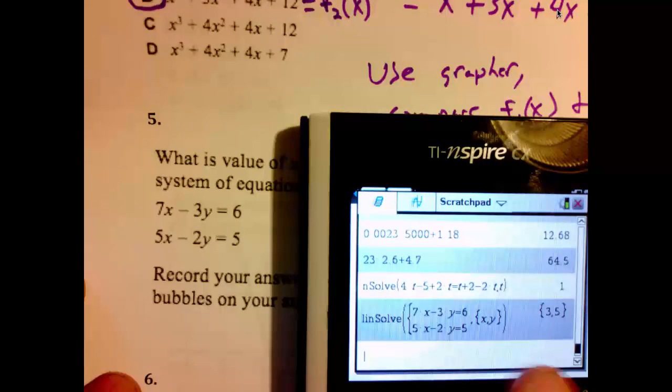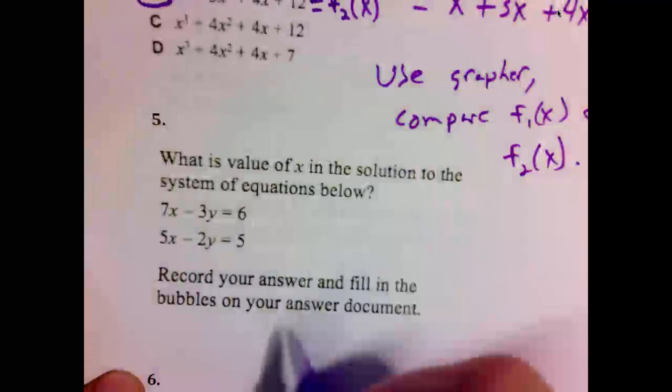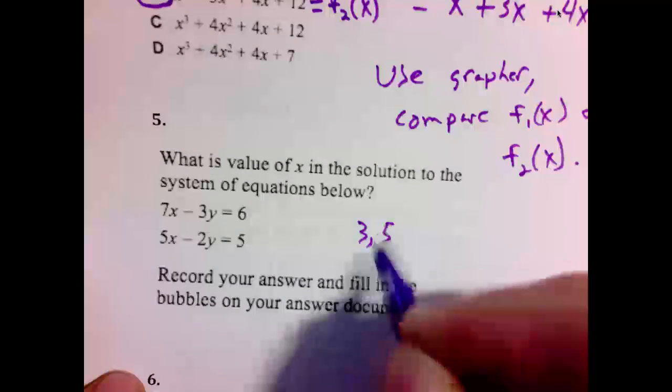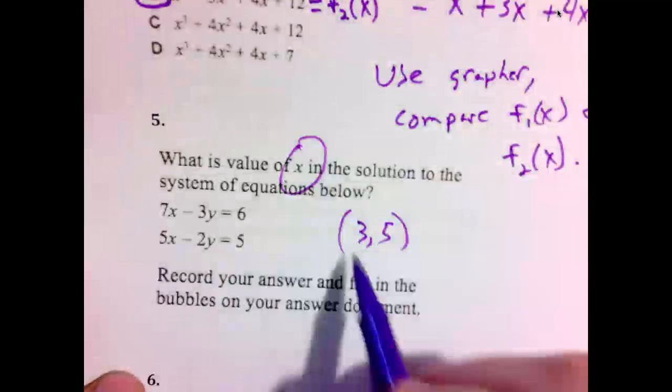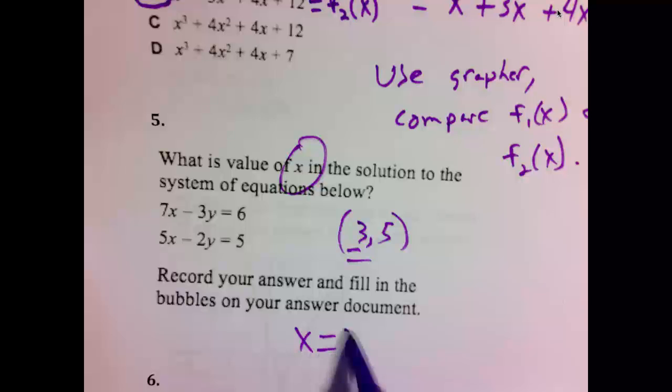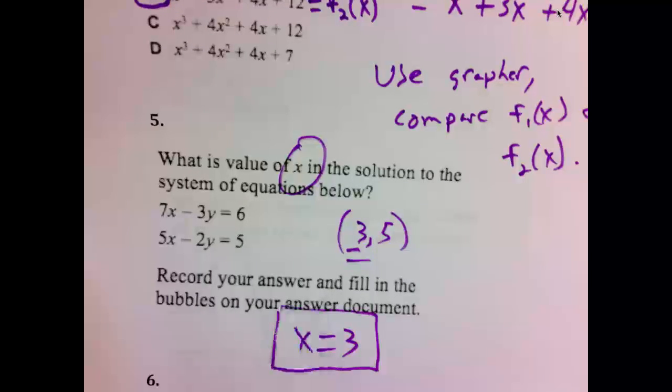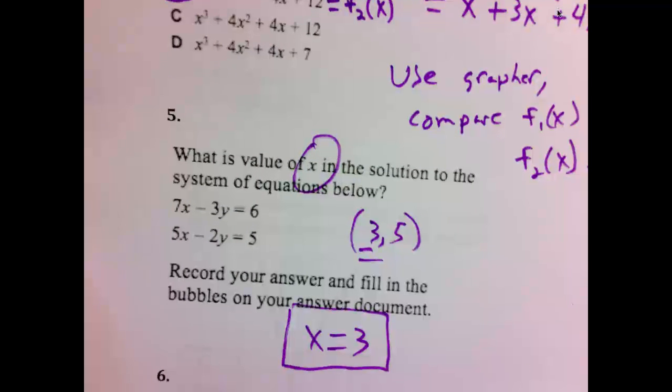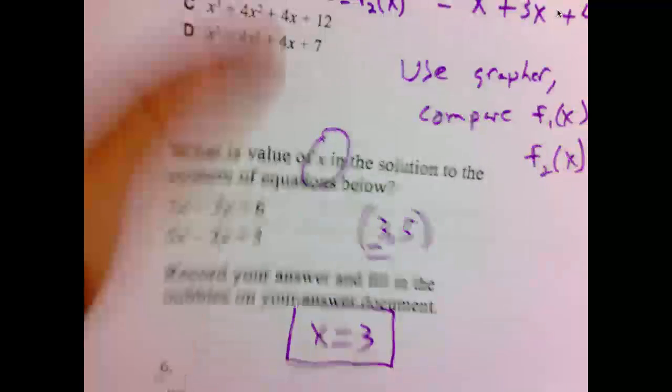3 comma 5, that's x and y. 3 comma 5, but the problem says what is x? Thus 3. X equals 3. Alright. Number 6.